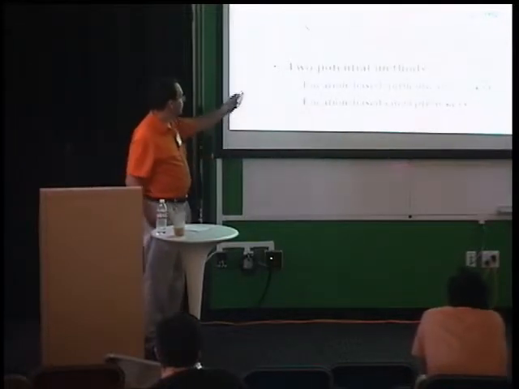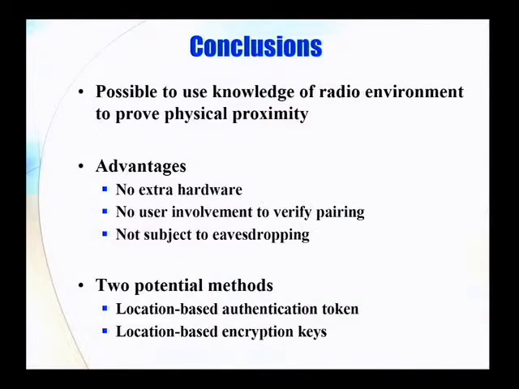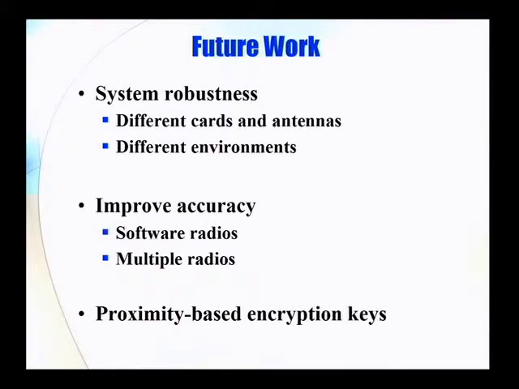And I described very briefly two potential methods for implementing this technique. One by augmenting traditional public key cryptography with a proximity-based token. And we theorized that you can actually derive an encryption key straight from the environment. There is tons of future work. This project has been going on for less than a year. So if anything, we think that we've just scratched the surface.